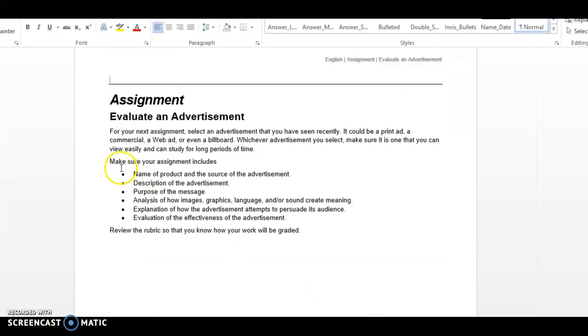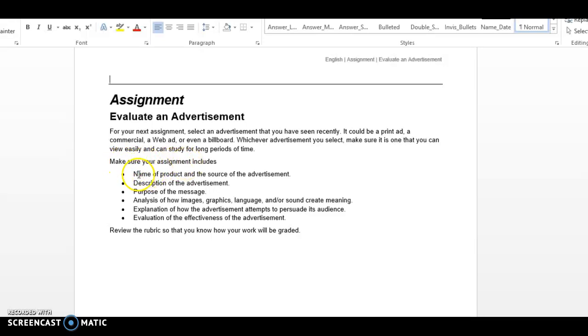So this is the assignment sheet. Basically, find an ad that you can look at for a while. It can be something on the internet. It can be a magazine. It could be something that you saw on Instagram, something you took a screenshot of. Whatever you find, make sure you can look at it for a while.